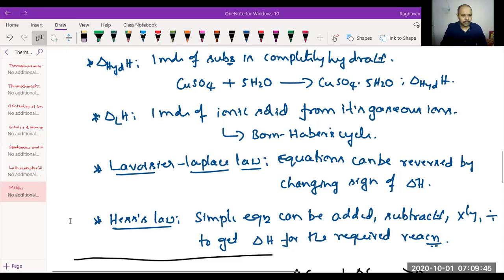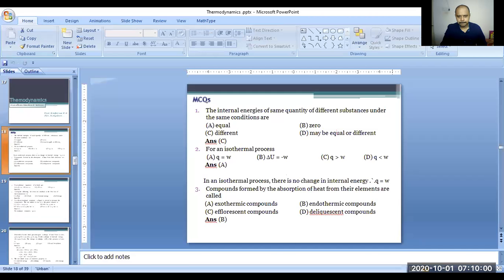Okay, we'll take up MCQs now. Just stop sharing this. MCQs have been posted. Now open the worksheet. We'll take up one by one now.